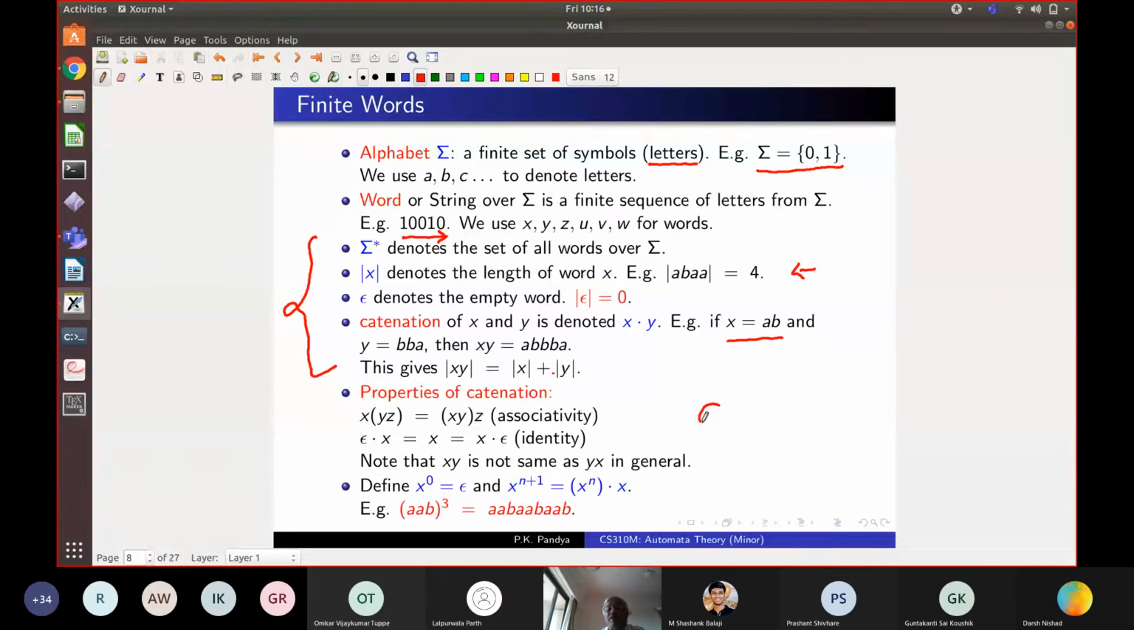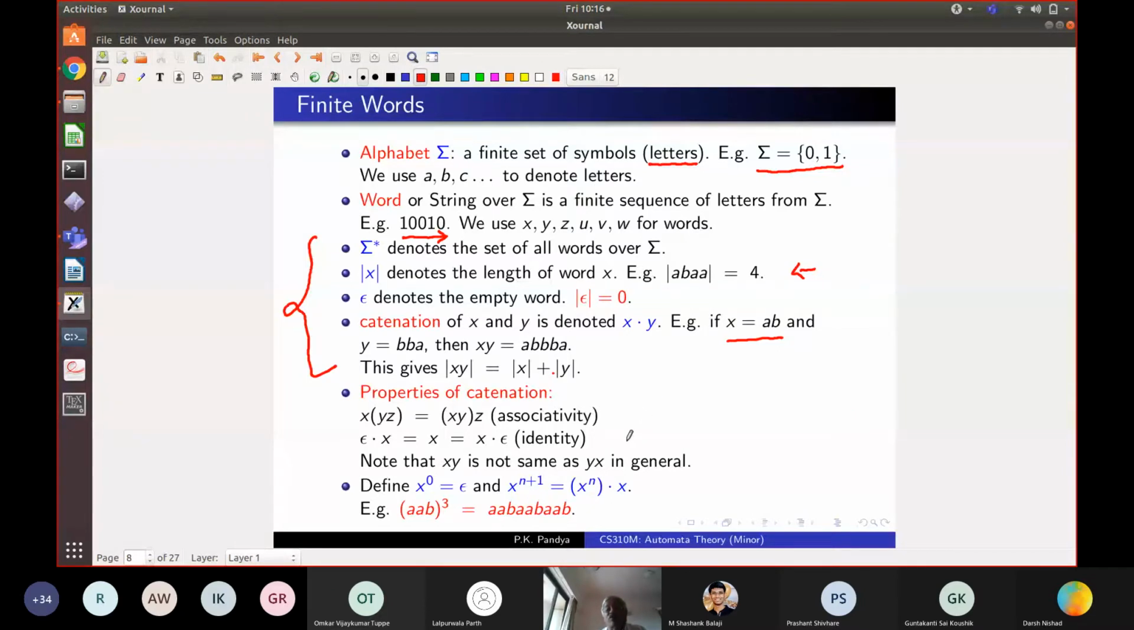Secondly, we have the property of identity. 0 was the identity of addition, right? A plus 0 gave you A. Similarly, epsilon catenated with x will just give you back x. And if x is catenated with epsilon, you will again get x, because epsilon does not add any further symbols. So in some sense, epsilon is the identity of catenation.